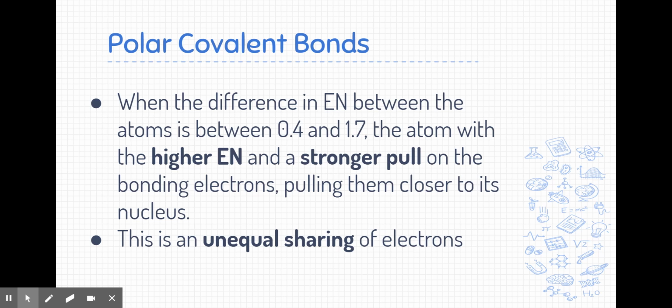A great analogy for electronegativity and bond type is a tug of war. If we think of a nonpolar covalent bond as two people in a tug of war that have equal strength, and so neither of them can pull the rope closer to themselves. In a polar covalent bond, you have one person who's slightly stronger. It's pulling that rope closer to them, but they just can't win. The other one's still got a strong grasp on it.